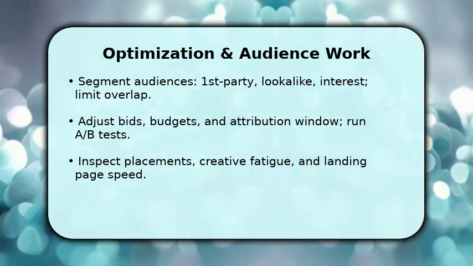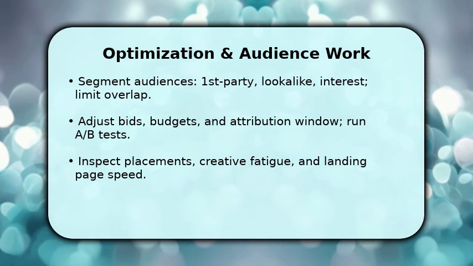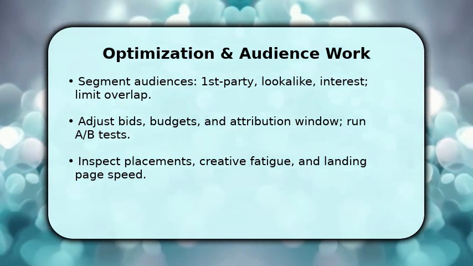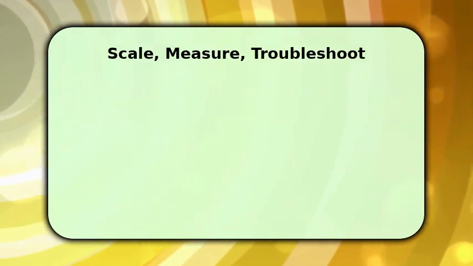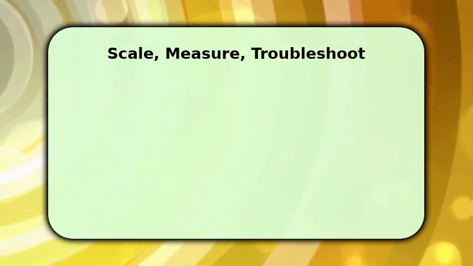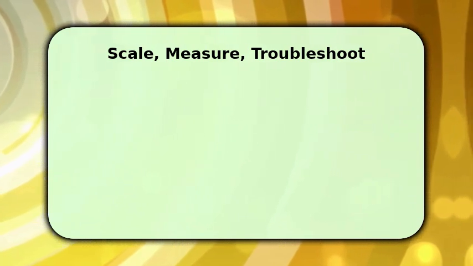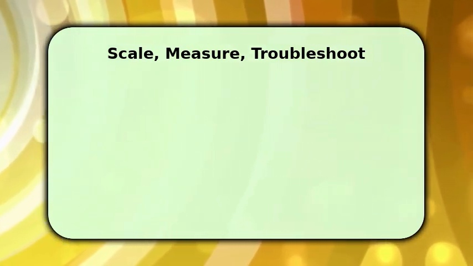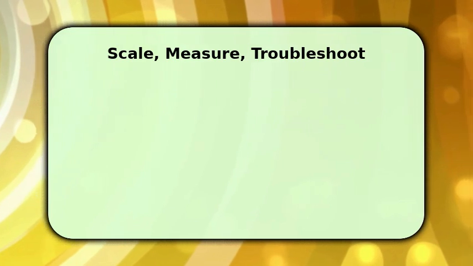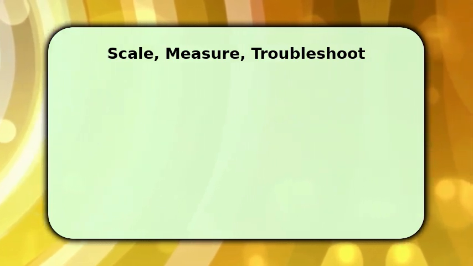You finish by scaling validated winners gradually, increasing budgets by 10 to 20% every 2 to 3 days to avoid resetting learning. Then measure with lift tests and conversion cohorts to confirm incremental value versus baseline. If performance degrades, recreate the campaign structure and reauthorize the pixel and domain rather than endlessly tweaking live assets.